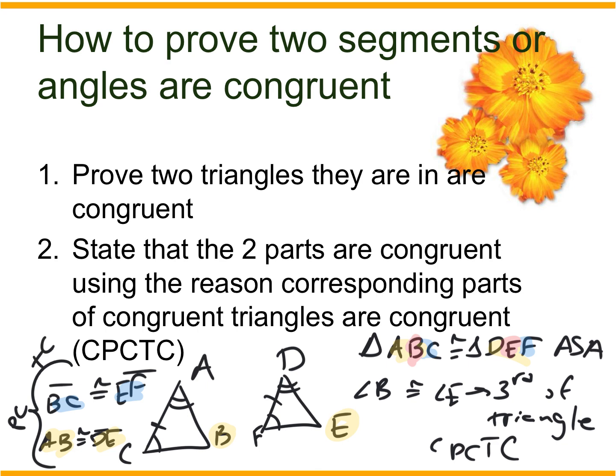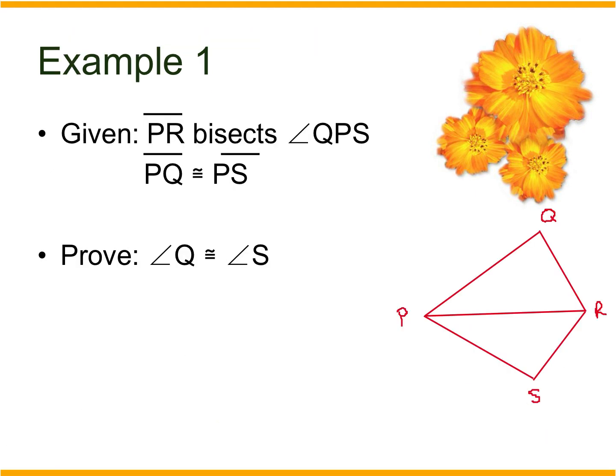So basically what we do here is we prove the two triangles are congruent, and after we prove both triangles are congruent, we can specify which part of the triangle is congruent with the other triangle. That's what the CPCTC is. At the end of the day, it's just saying that after the triangles are congruent, these parts of the triangle are congruent. So here's example 1.